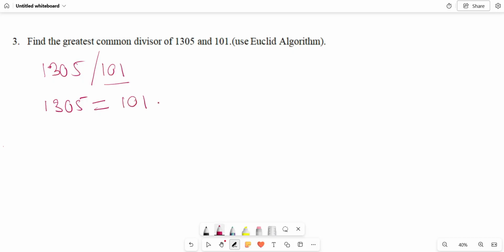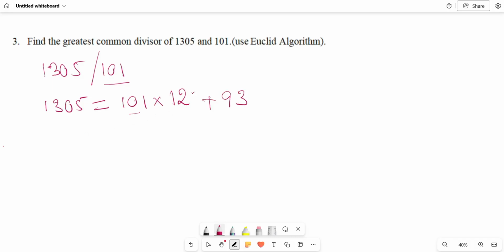Now how many times does 101 go into it? When we divide, we call this the quotient. If we divide 1305 by 101, you can see for 130 there is 1. Then if you subtract 101 from 130, it is 29. So 295, there are two 101s, then 202, and 295. When we subtract 202 from 295, you get the remainder as 93. Now the remainder is 93. This is the first step.